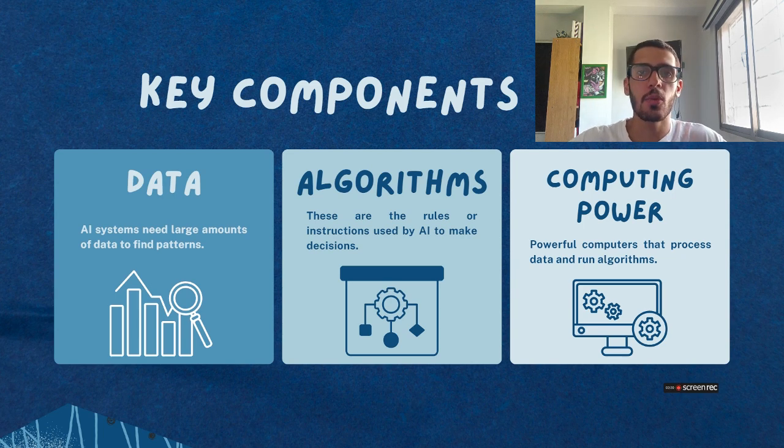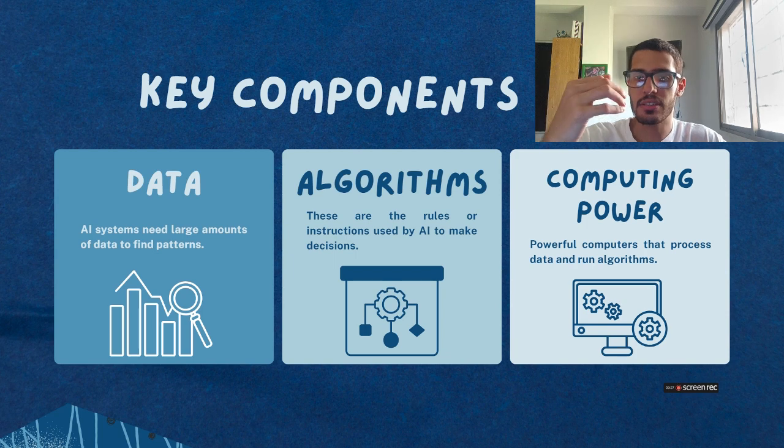So what are the key components of AI? There are three main components of it. The first one is data. It's the most basic and important one in my opinion, because AI systems need large amounts of data to find patterns so it can give us the best answer possible.